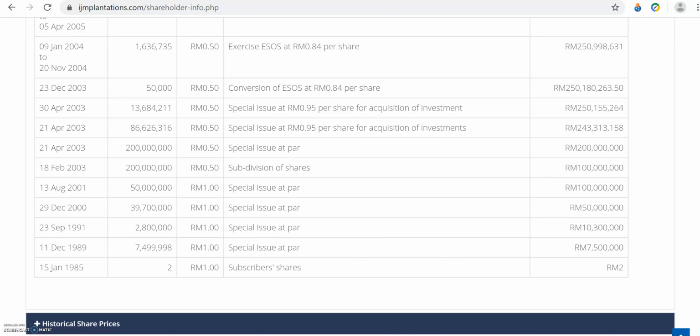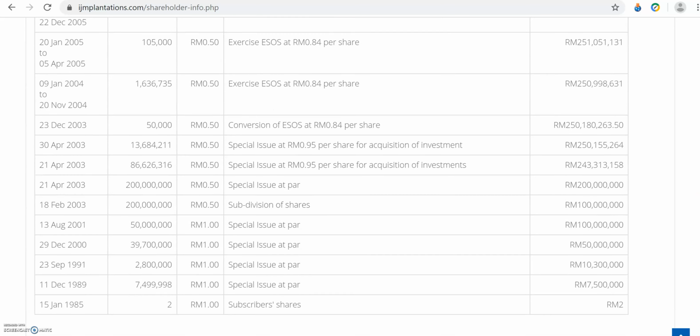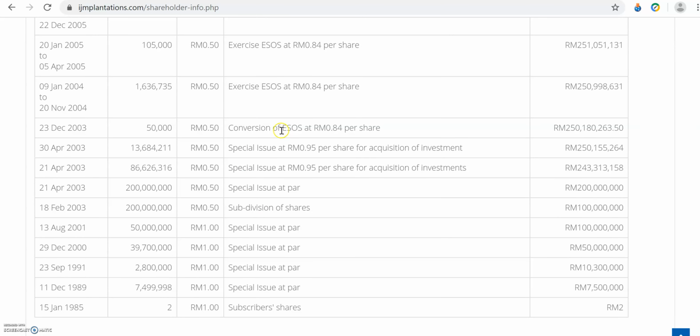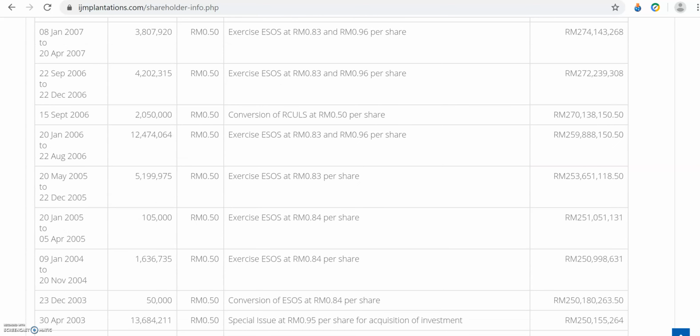Eventually there was a conversion of ESOS, the employee share option scheme. It was offered at 84 cents per share. If you are an employee of this company, this is one of the perks given to you, to purchase the shares at a very low share price. Presumably the market price at this time is much higher than this, so you cut the cost of purchasing shares. They only issued 50,000 units of shares.